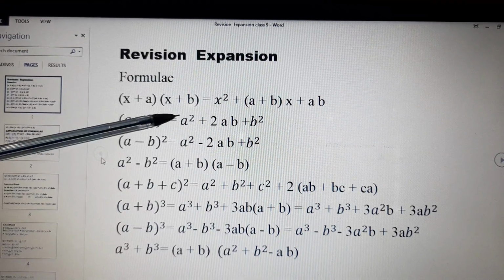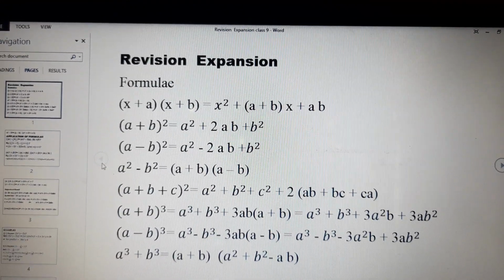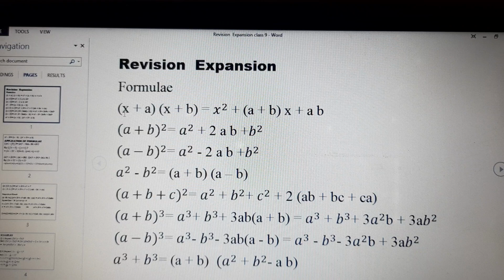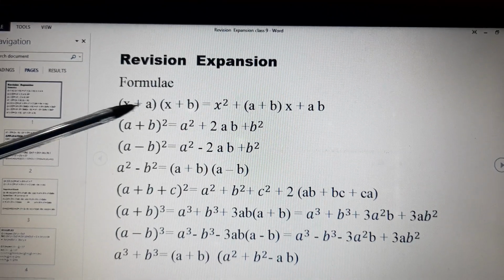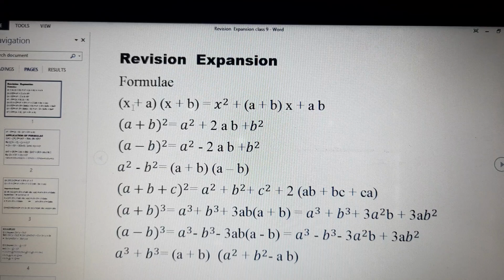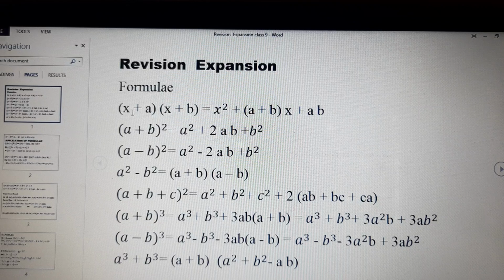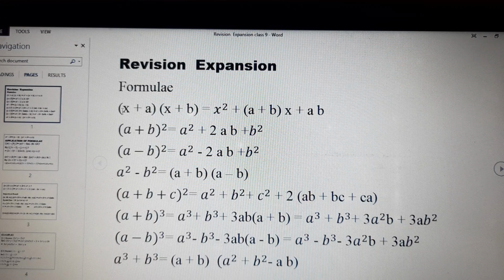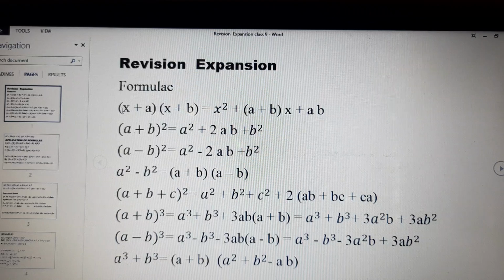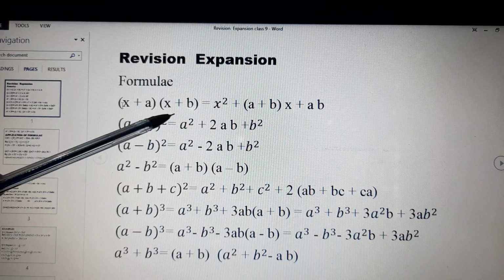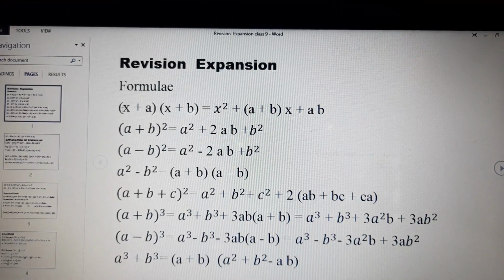(x + a)(x + b) is equal to x square plus (a + b)x plus ab. This formula is applicable when one term is the same in both the brackets, and the other term can be different. Suppose I take the example (2x + 3) and in the second bracket (2x - 3). Then we can apply this formula because in place of x we have 2x, a is 3, and in the second bracket b becomes minus 3.